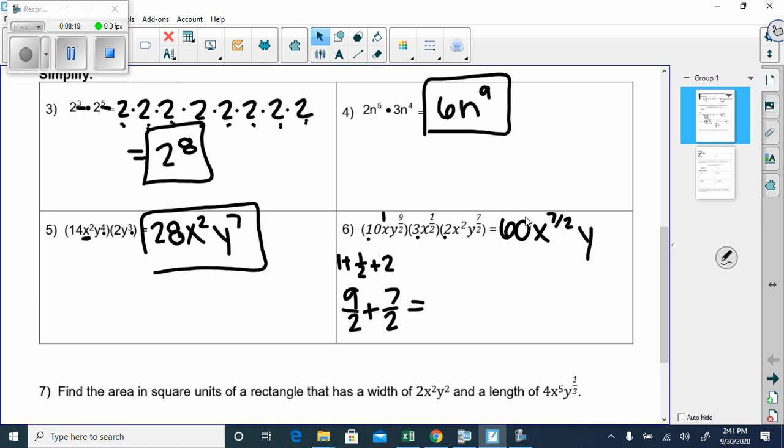You could do this in your calculator, but it's a common denominator, so we could do this ourselves. What is 9 plus 7? 16. So I have 16 over that common denominator of 2, which would be 8. 16 over 2 is 8. Okay. If you can simplify, you can tell from the description.